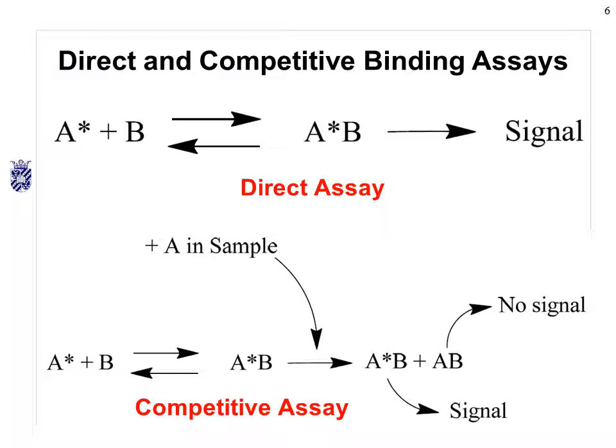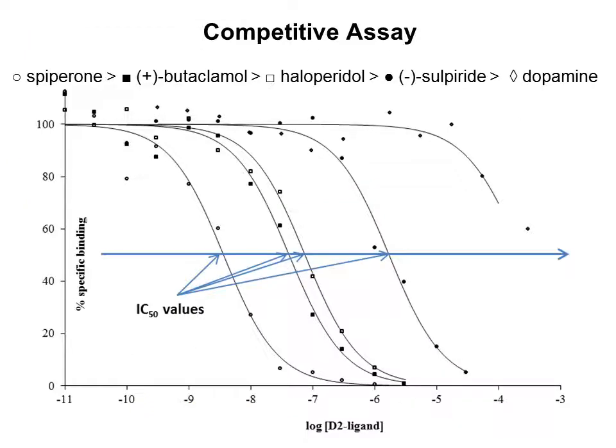This means the more ligand is in your sample, the higher its concentration, the lower the signal. This is a general trend for competitive assays. The signal goes down, gets lower, as the concentration of your analyte increases in the sample. This can be seen, some real data, on this plot.